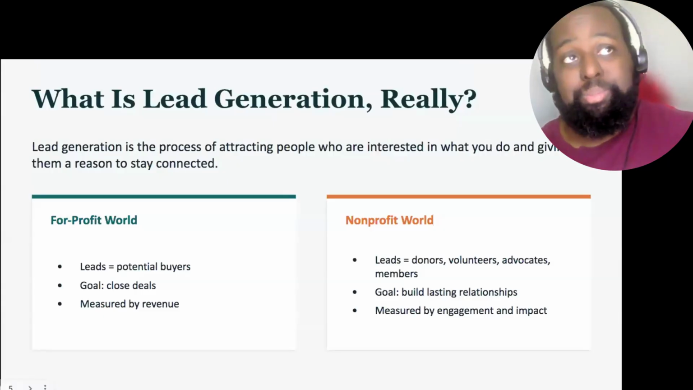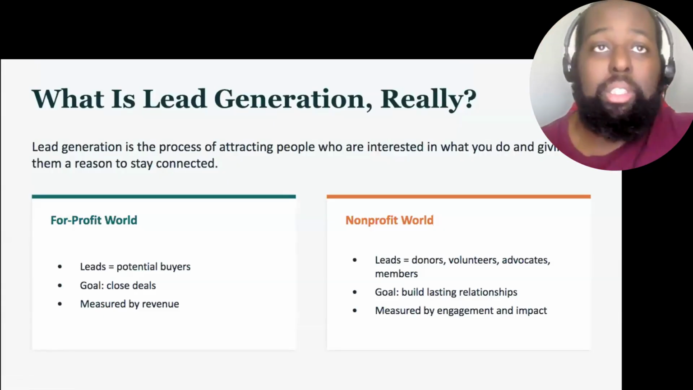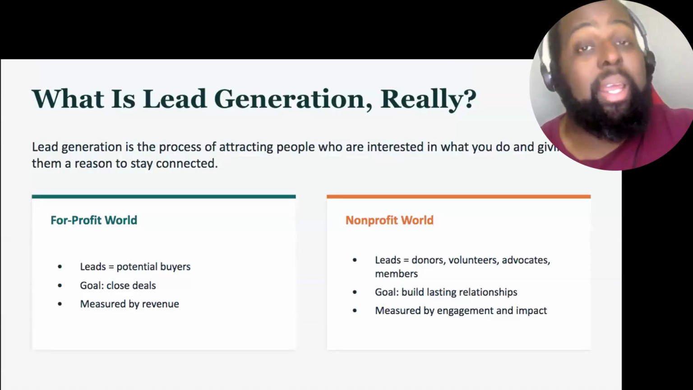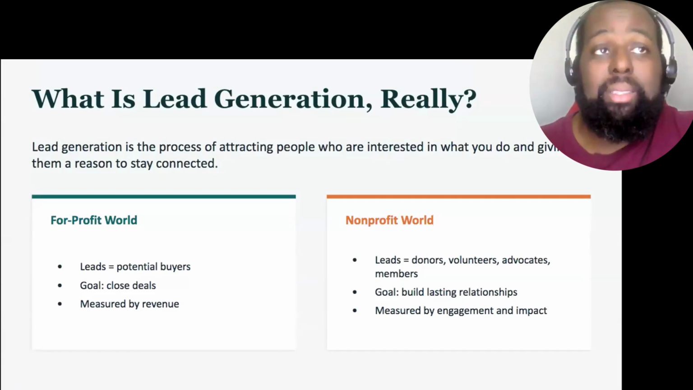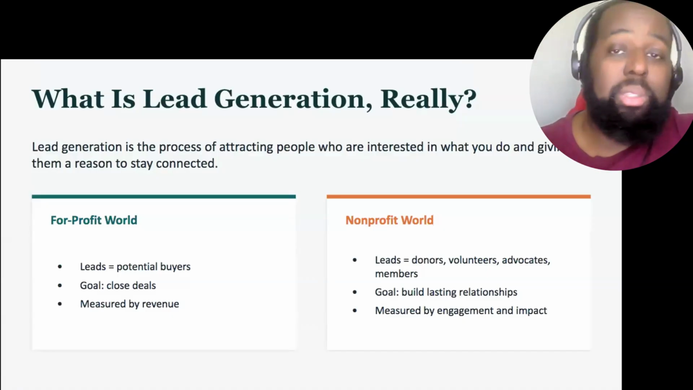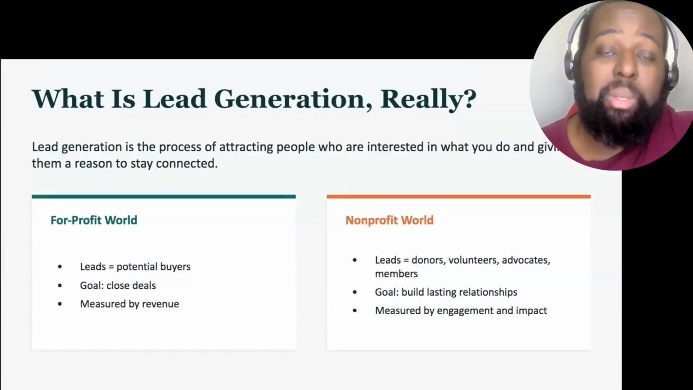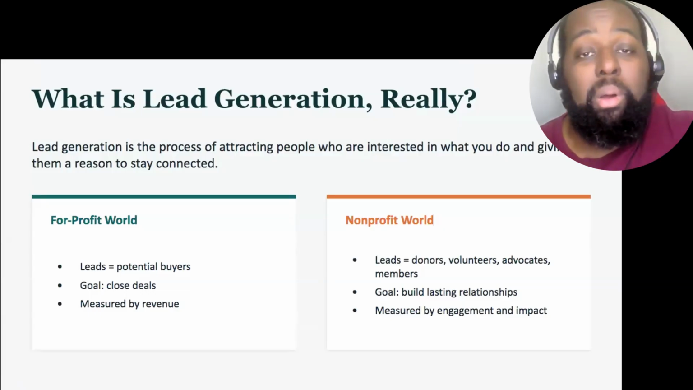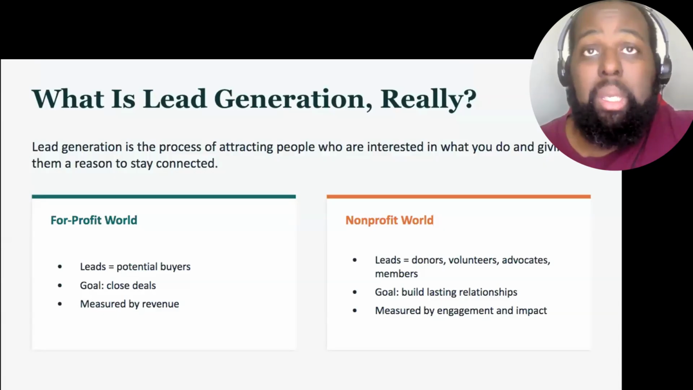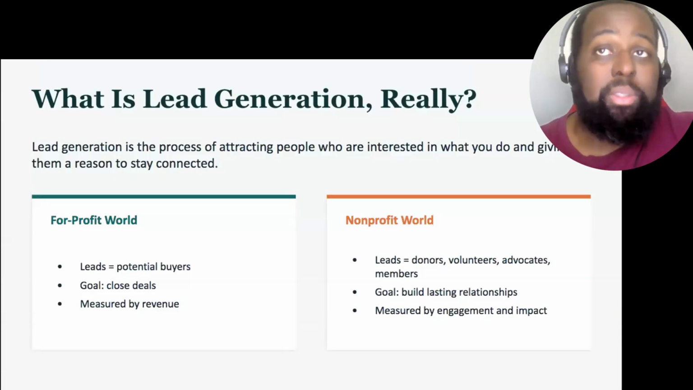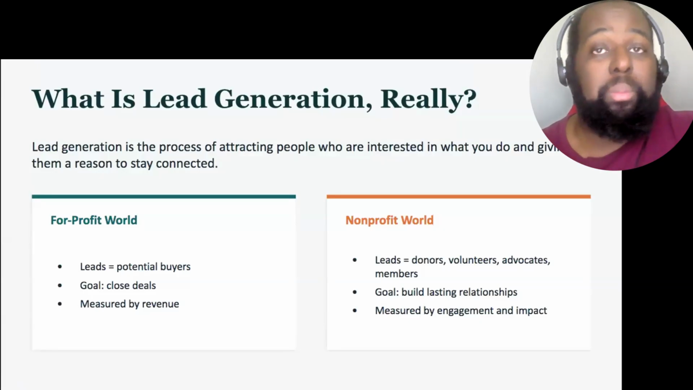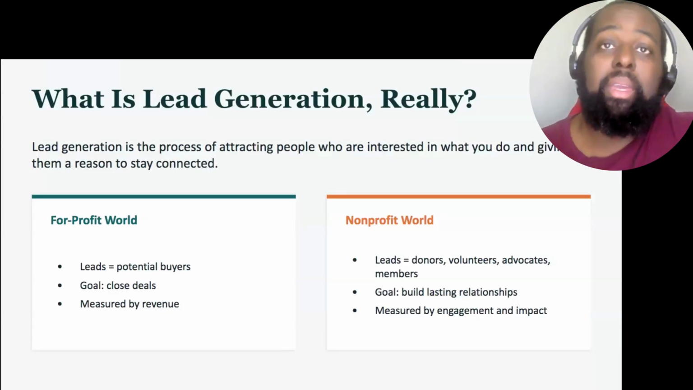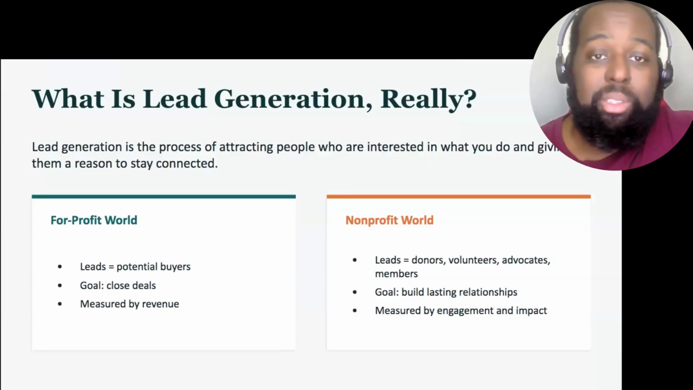What is lead generation? Basically, lead generation is attracting people who are interested in what you do and giving them a reason to actually want to stay interested and connected with your organization. On the for-profit side, leads equal potential buyers. The goal is always to make money, to close deals, and it's always measured by revenue. But on the nonprofit side, for you all, leads look like donors, volunteers, advocates, members, people who are actually engaging with your mission and supporting you in whatever way that looks like. And the goal is always to build lasting relationships.